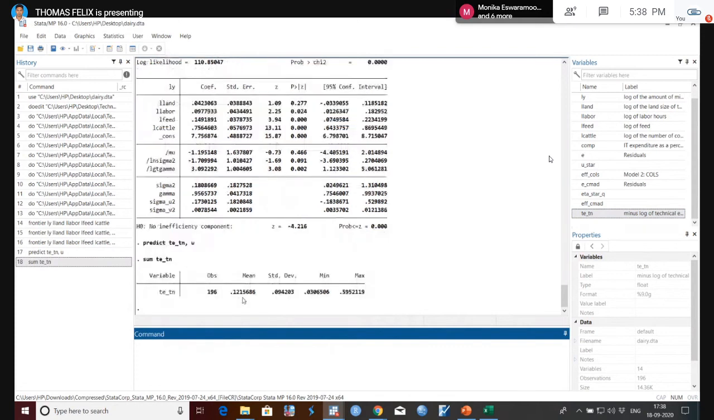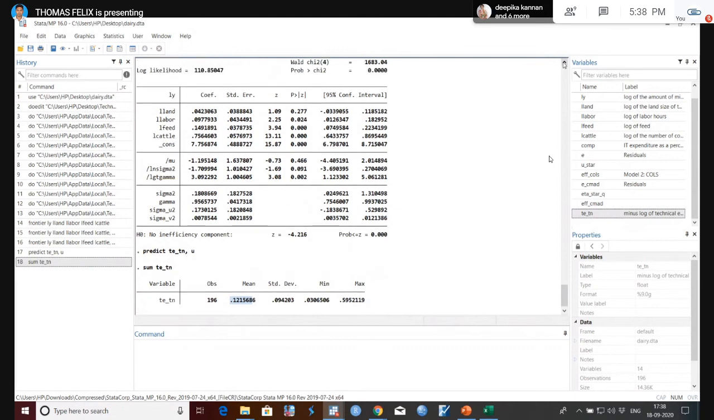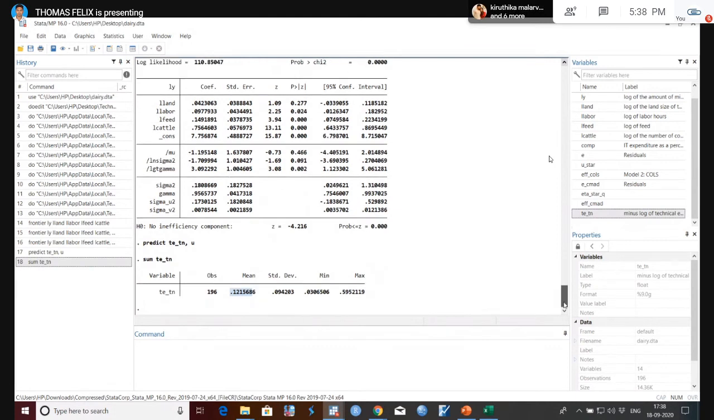So now I am summarizing. The u value gives the inefficiency. The exponential of minus u will give the efficiency measure. You can get that using the truncated normal function. We have derived the inefficiency values. It means that 12% of the farmers are inefficient in milk production.